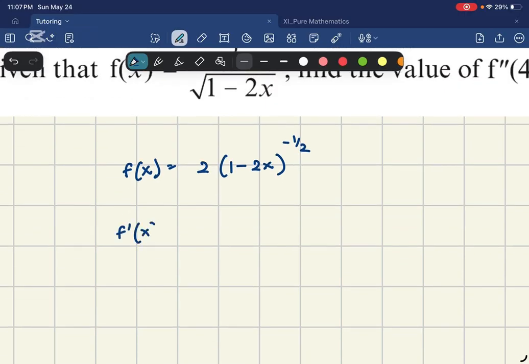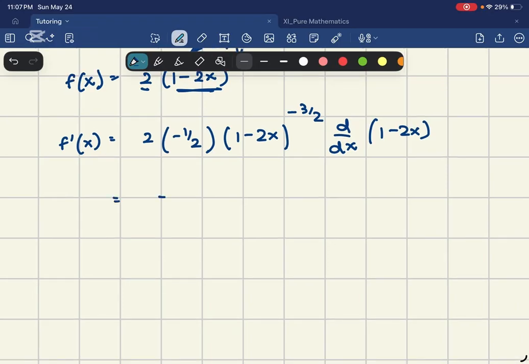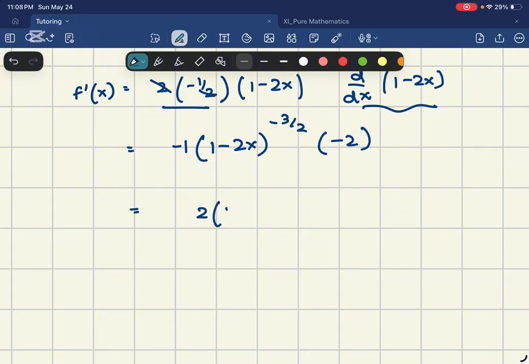So now if I take the first derivative, that is going to be 2 times negative half, right? (1 minus 2x) to the power negative 3 by 2. So I brought the power to the front. I multiplied by this constant, which is already there. I wrote my expression with 1 less power. So negative half minus 1 is going to give me negative 3 by 2. But the inside is not just x, so d by dx of 1 minus 2x. So I'm going to get negative 1 from here because these cancel out. I have (1 minus 2x) to the power negative 3 by 2. And this is going to give me negative 2. And when I simplify it, I get this expression.